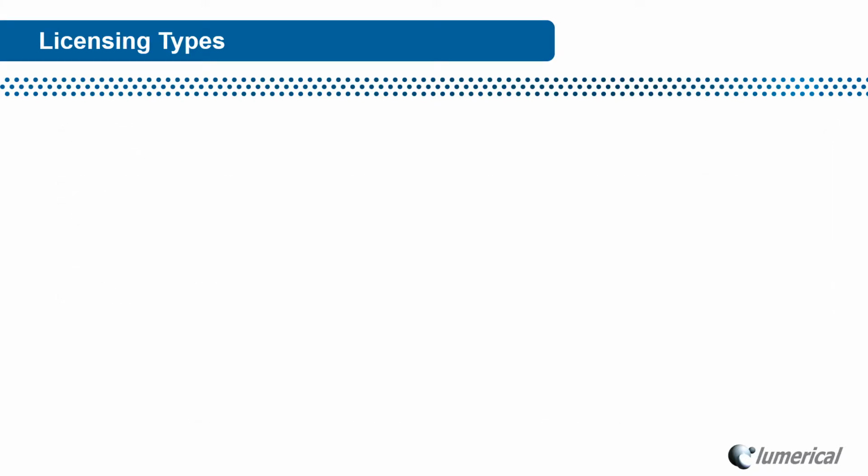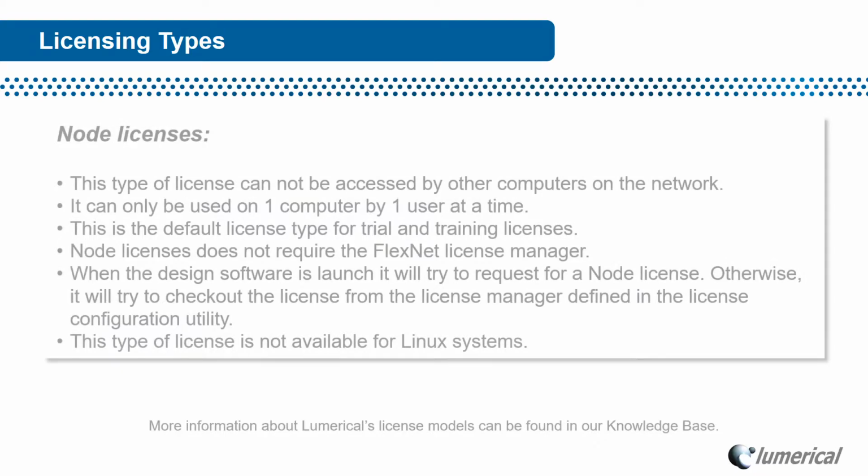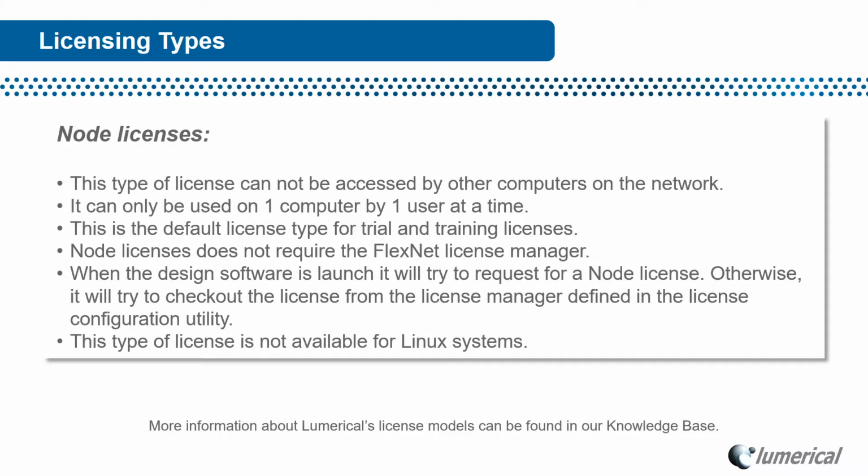The second license type is the node license. This license cannot be shared among other users or computers connected on the same network. Node licenses can only be used on one computer by one user at a time. This is the default license type for trial and training licenses, and is not available for Linux systems.